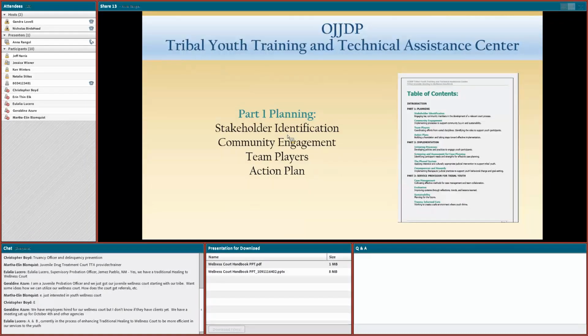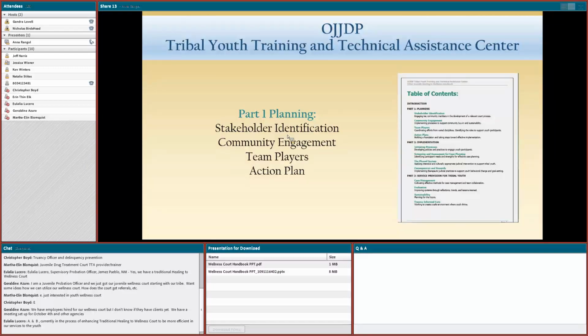So part 1 is planning. In this section, we talk about identifying stakeholders. Those are the individuals in your community who are going to help get that court off the ground. These are people in tribal leadership, leaders within your community, the members of your team, and the individuals who really want to make a change in your juvenile justice system.